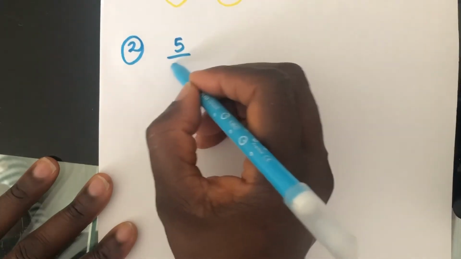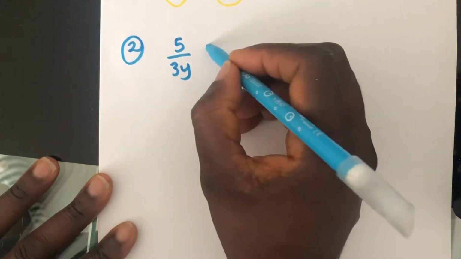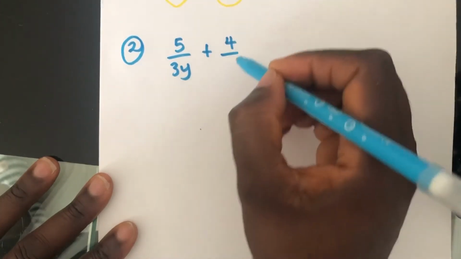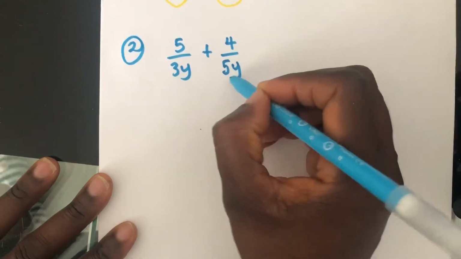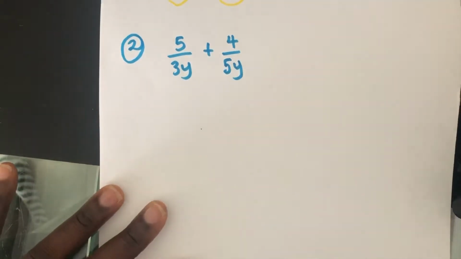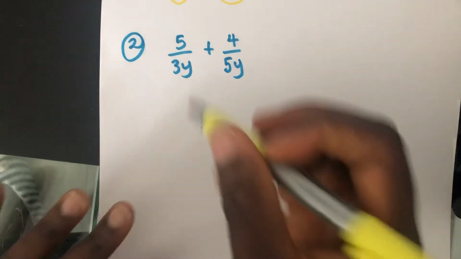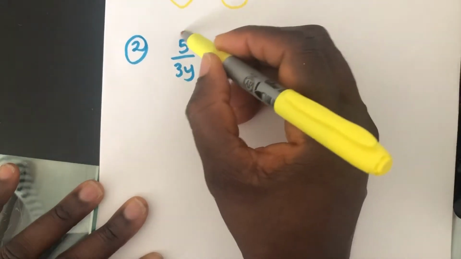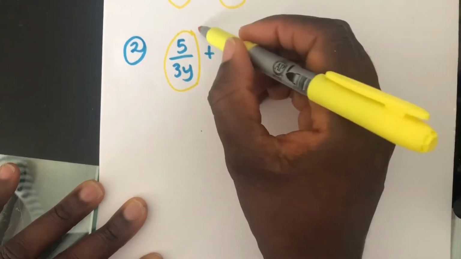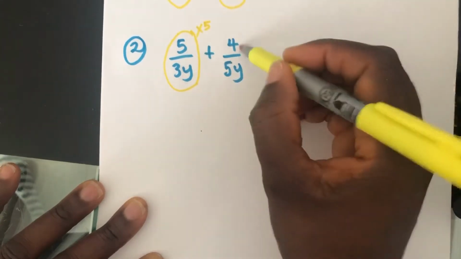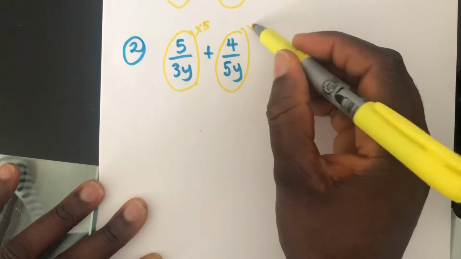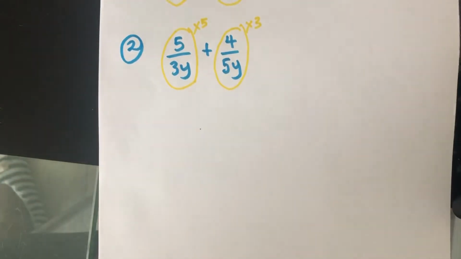5 over 3y plus 4 over 5y. We're just thinking about how we can make the bottom numbers the same. I've got 3y and 5y on the bottom. So I'm thinking in my head now, if I times this fraction by 5 and I times this fraction by 3, I'm going to end up with the same numbers on the bottom. So the same number on the bottom, let's have a look.